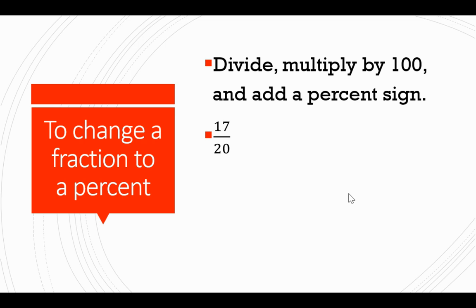Yeah, 0.85. We take 0.85 times 100. We get 85. We add a percent sign to the end of it. Bam, 85%. Another example here, 5 eighths. 5 divided by 8 is?